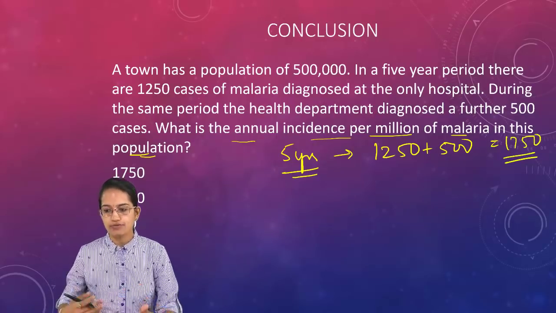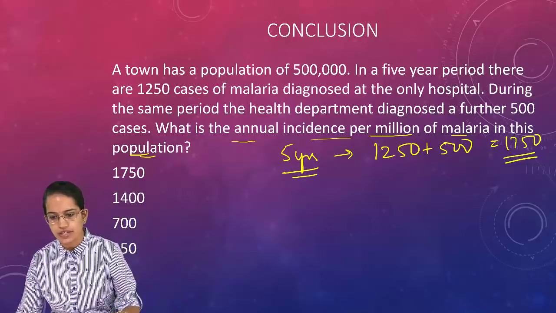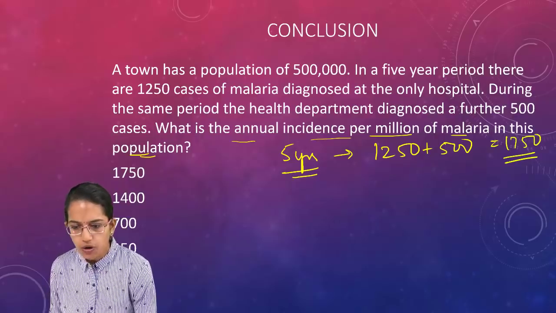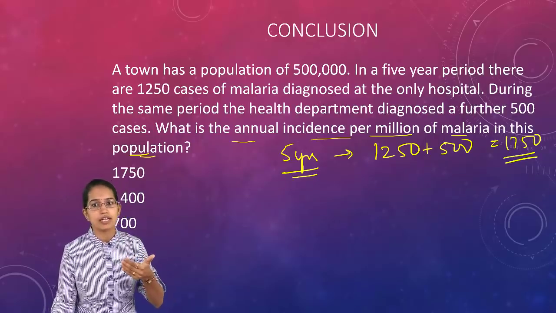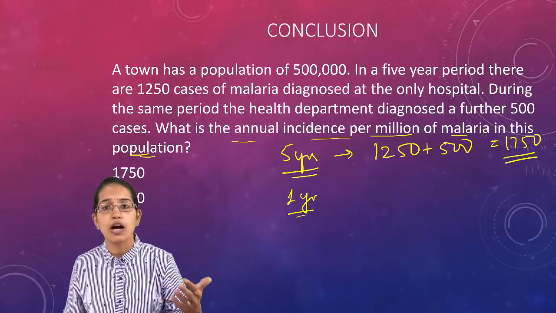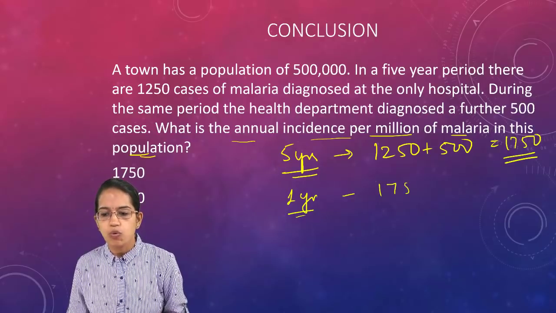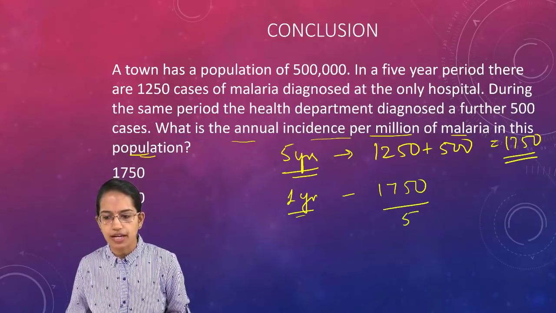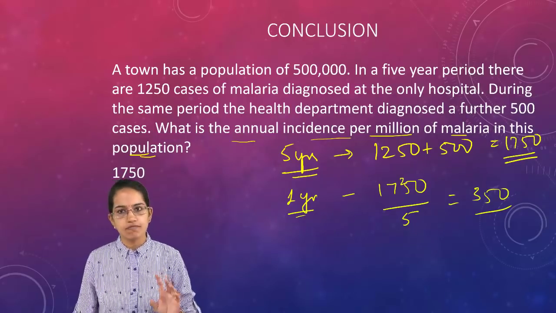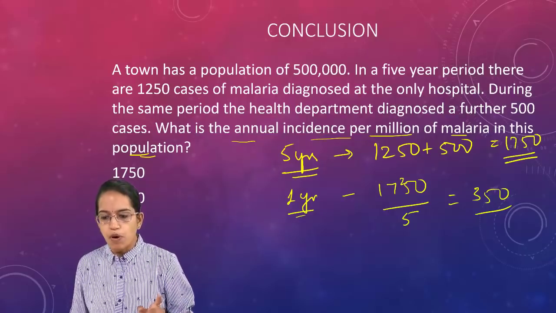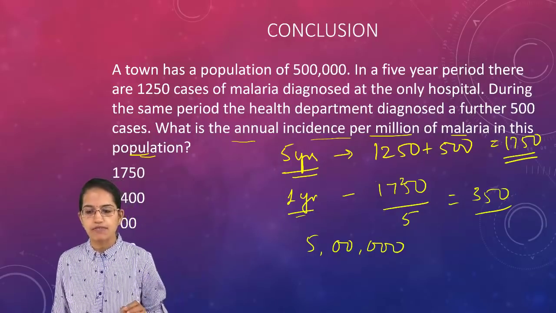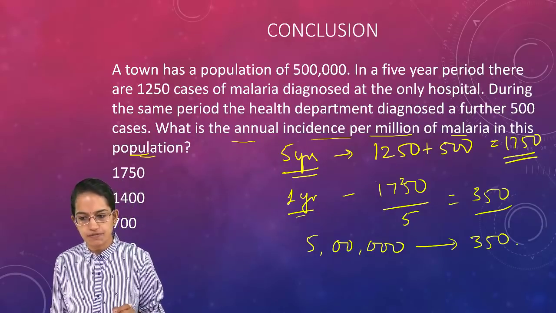So, all those who have joined in, keep on solving. I am also solving along with you. So, let's see who comes up with the correct answer first. Now here we have the 5-year data, we will get the data for 1 year. So in 1 year, how many cases of malaria would be seen would be 1750 divided by 5. So when I divide it, it's 350 cases. Now the population is 5 lakh, and there are 350 cases.